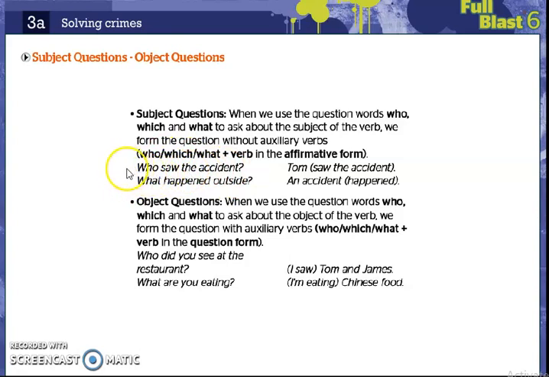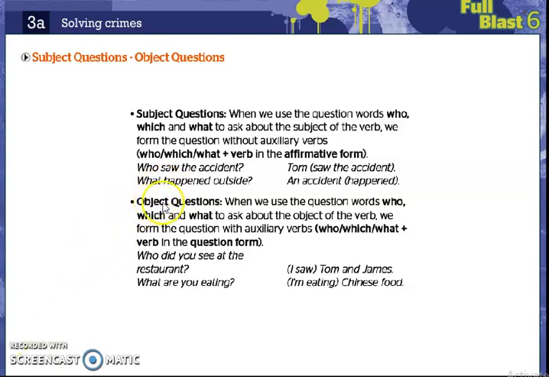Here you ask about the subject. For example, Tom saw the accident. Or what happened outside? Also, we ask about the subject. So, an accident happened. We didn't use auxiliary verb. We just used the question word followed by the verb.